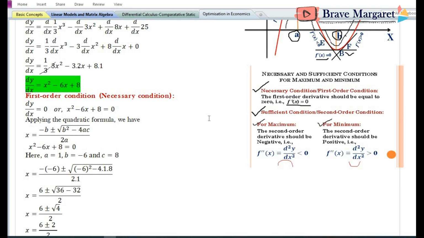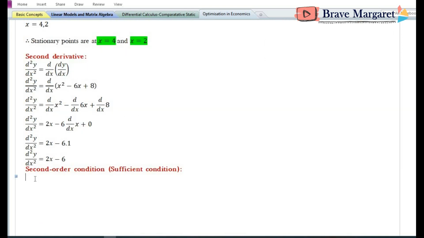According to the second order condition, if at a certain value of x, the second order derivative is negative or less than 0, then it ensures that the function has a concave downward graph and yields a maximum value. Similarly, if at a certain value of x, the second order derivative is positive or greater than 0, then it ensures that the function has a concave upward graph and yields a minimum value. In order to know whether the second order derivative is positive or negative, we need to substitute the values of x equals 4 and 2.